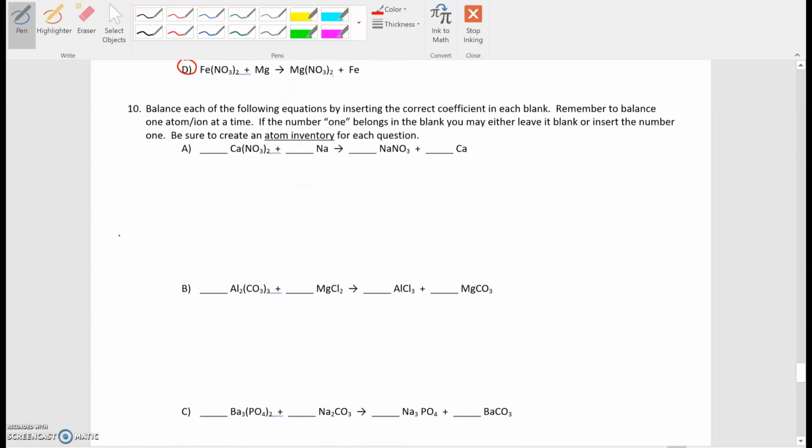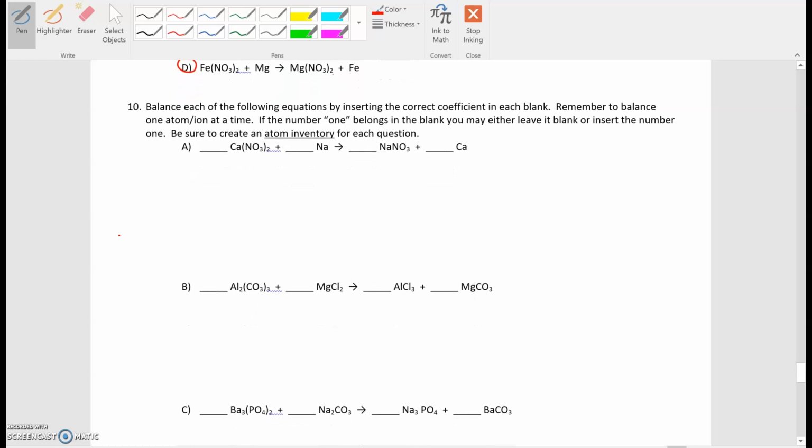Now let's go ahead and balance number 10. First we have to take an inventory. I have calcium. I have this polyatomic ion nitrate, NO3, and I see NO3 on the product side as well, so I can keep it as NO3 in my inventory. Notice how it's in parentheses with a 2 on the outside, so that means I have 2 nitrates. Sorry, I jumped ahead a little bit. I also have sodium. Then on the product side, notice how nitrate doesn't have parentheses, so I just have 1 NO3.